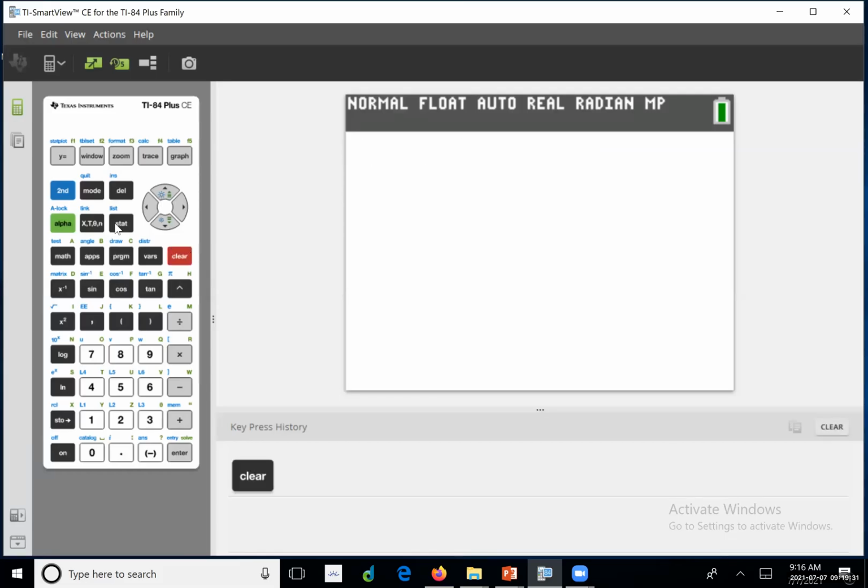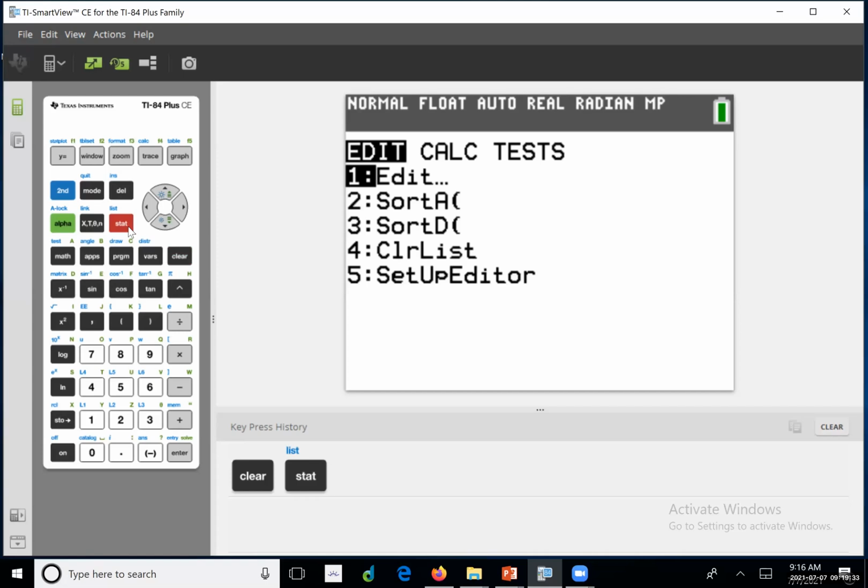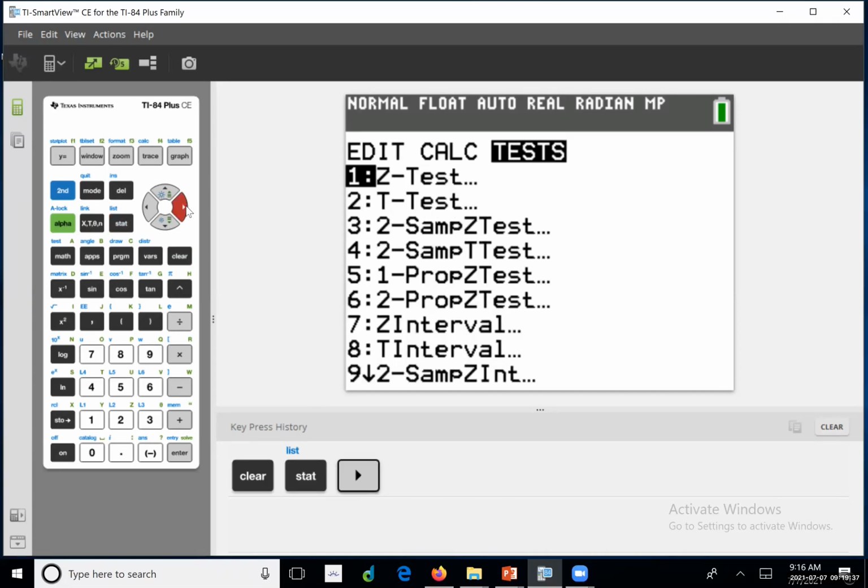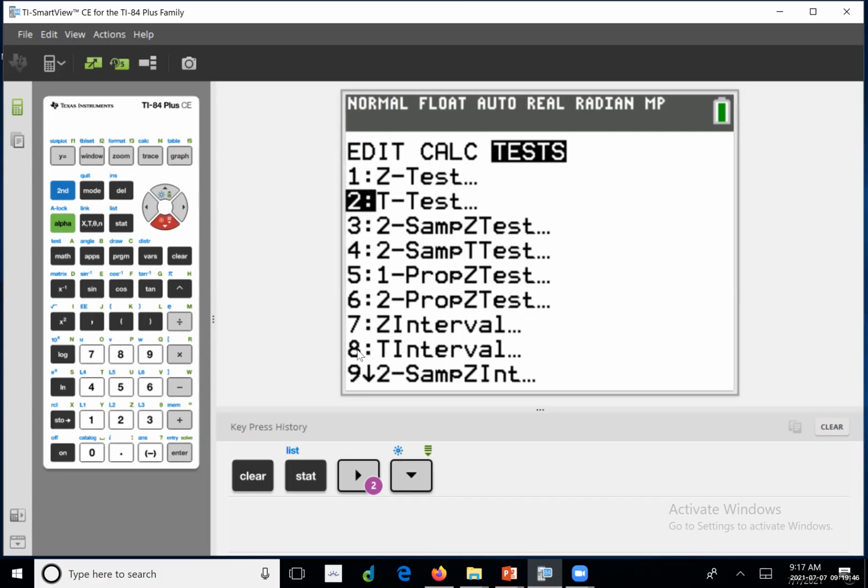As I said, for the remainder of the semester, STAT and TESTS are your most commonly used tab. So you go all the way down. Which one do you think is the one that we're going to use? One-Prop Z-Test. Do you see here? You're testing a population, and that's about proportion because we said 54%.